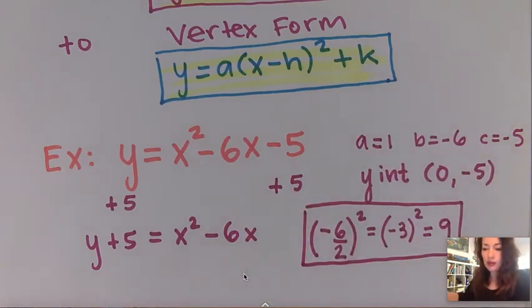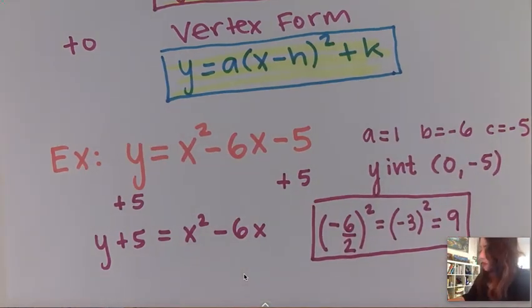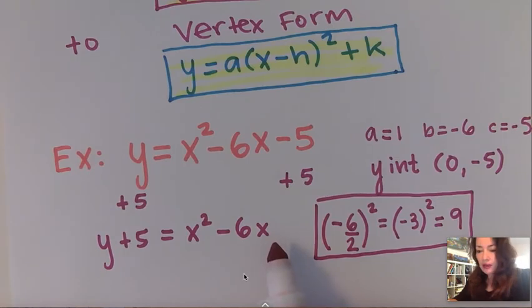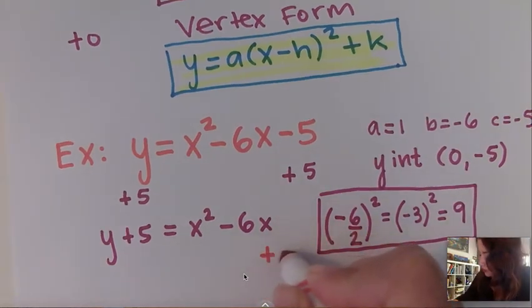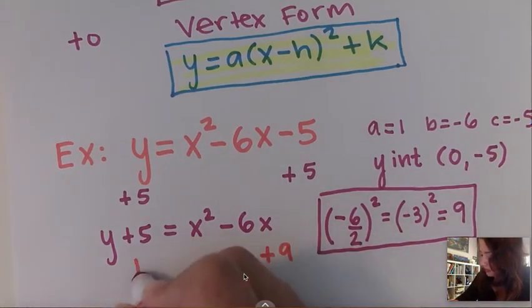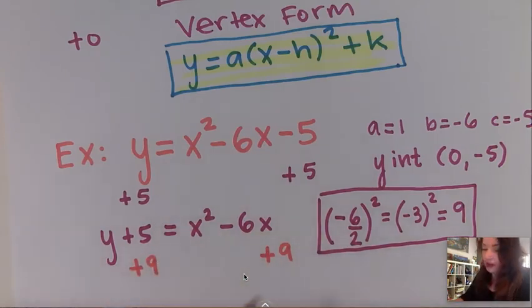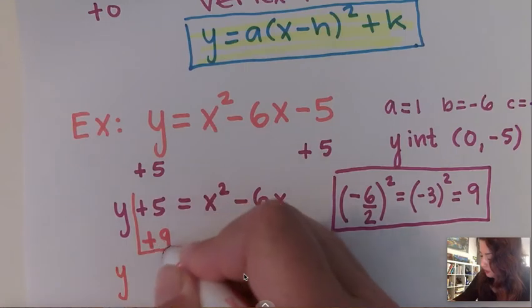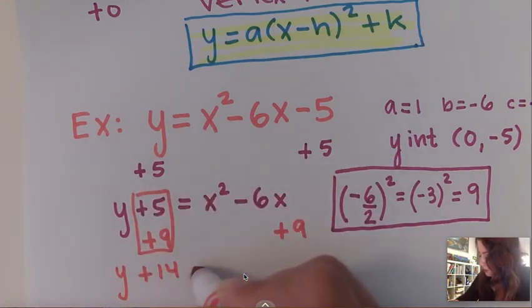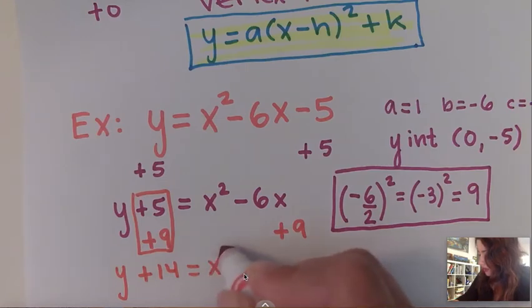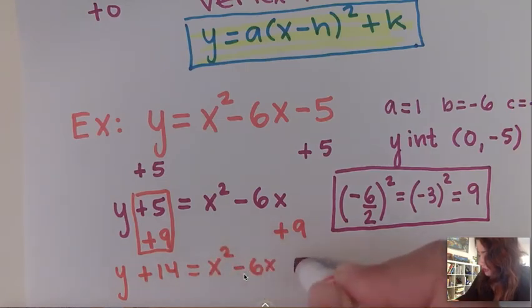Now, when we add 9, we have completed the square. But if I add 9 to the right side of the equation, to keep it balanced I have to add 9 to the left side as well, because whatever I do on one side, I must do on the other. 5 plus 9 is 14, so I get y plus 14 is equal to x squared minus 6x plus 9.